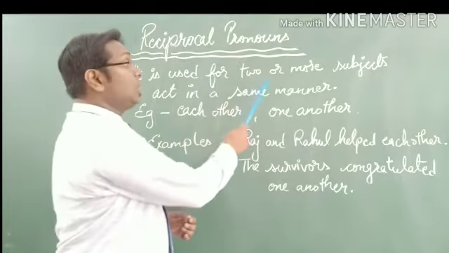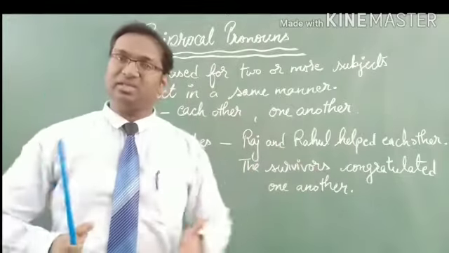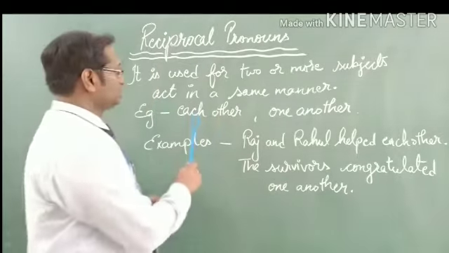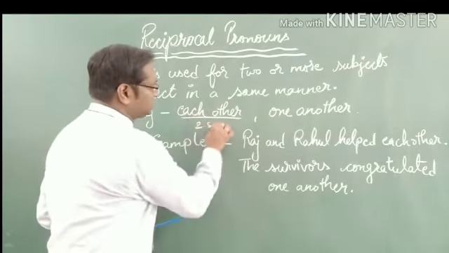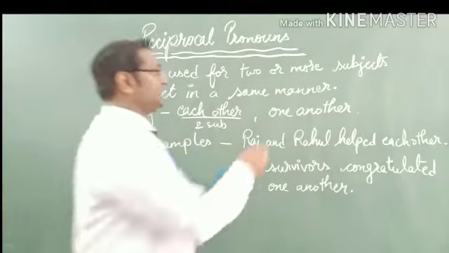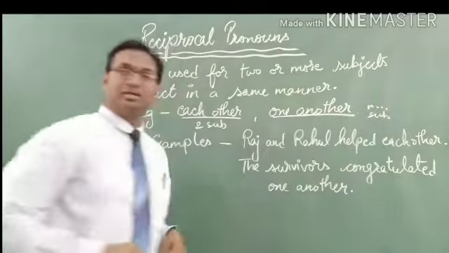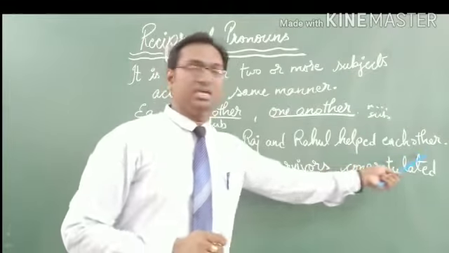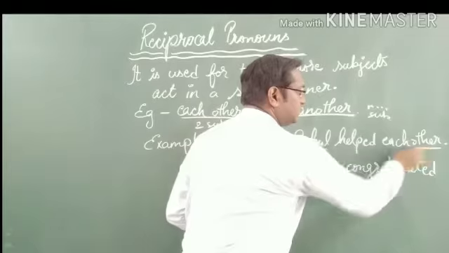It is used when two or more subjects act in the same manner. When two or more subjects do the same thing, then it is called reciprocal. In this we have two examples: each other, one another. Each other is used for two subjects. When there are two subjects, then only we can use each other. If there are more than two, then we are going to use one another. Example: Raj and Rahul help each other. Over here there are only two subjects, so that is why we have used each other.